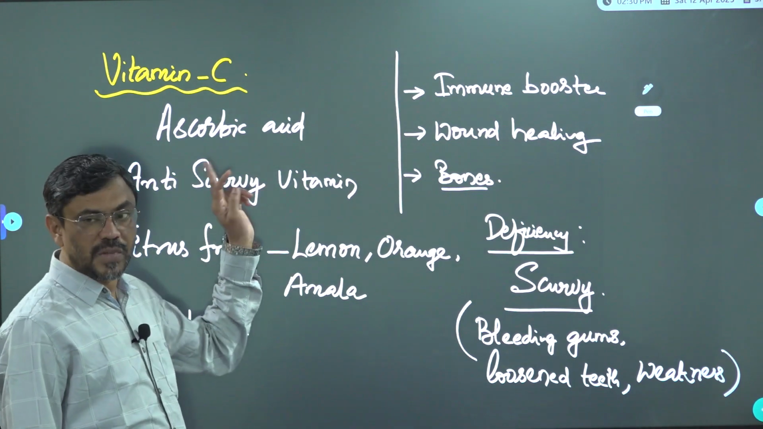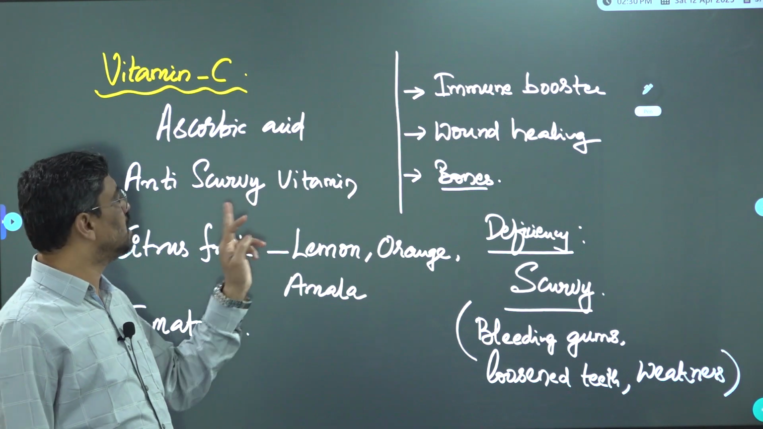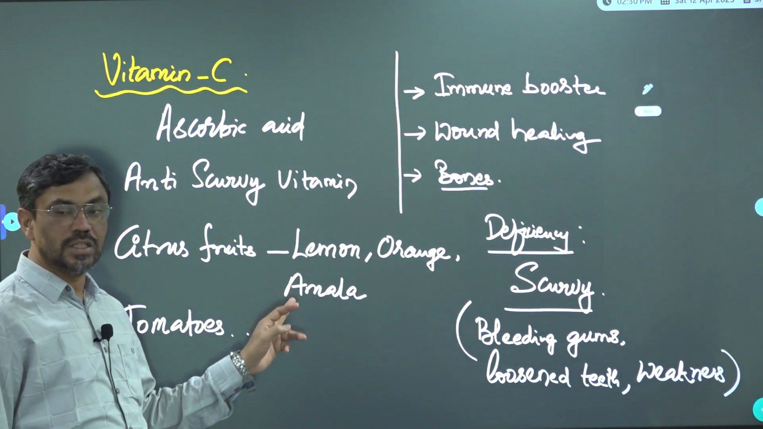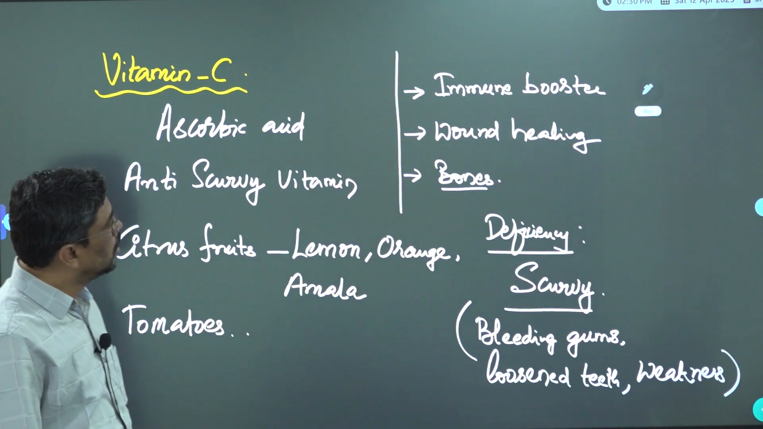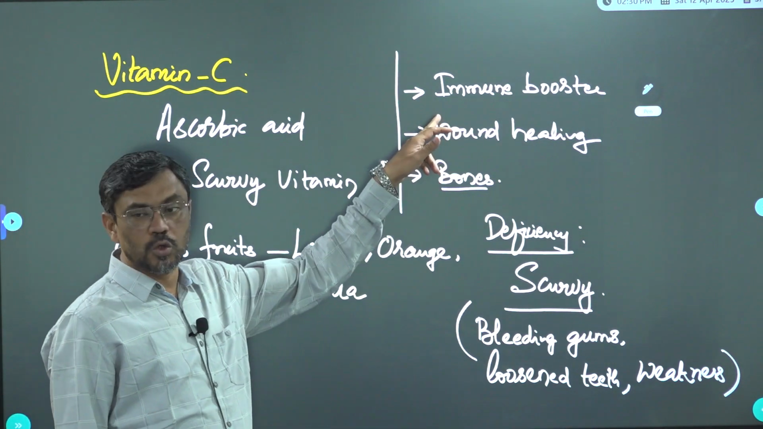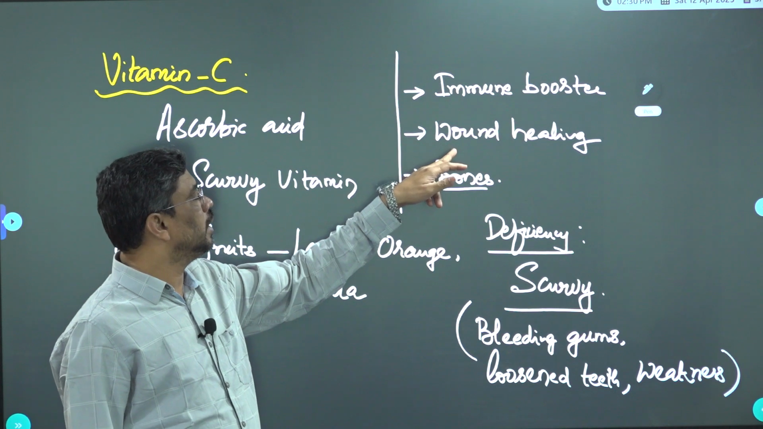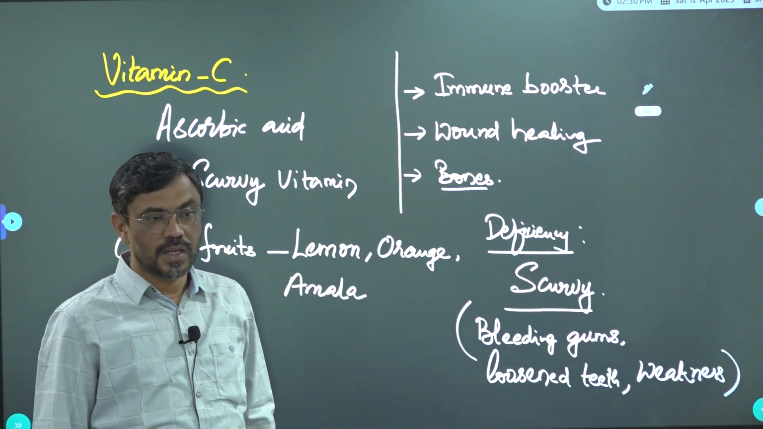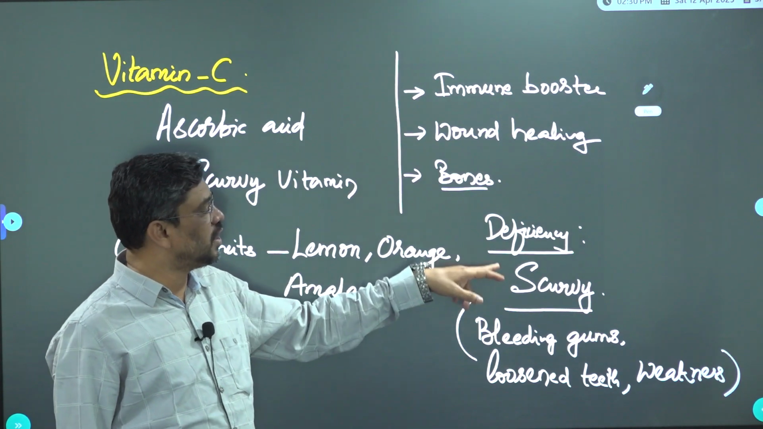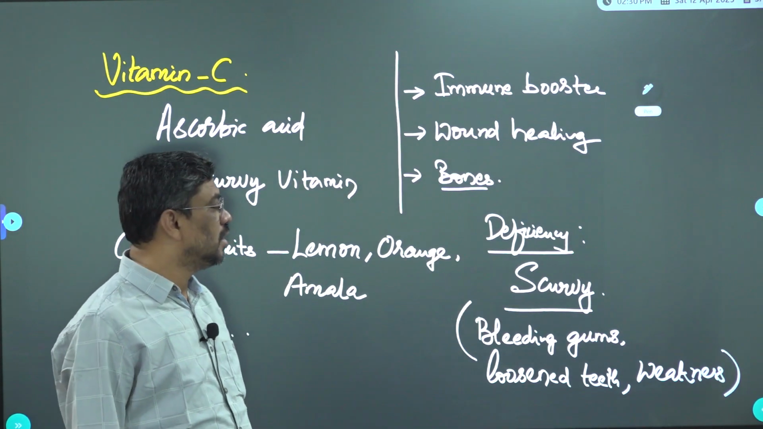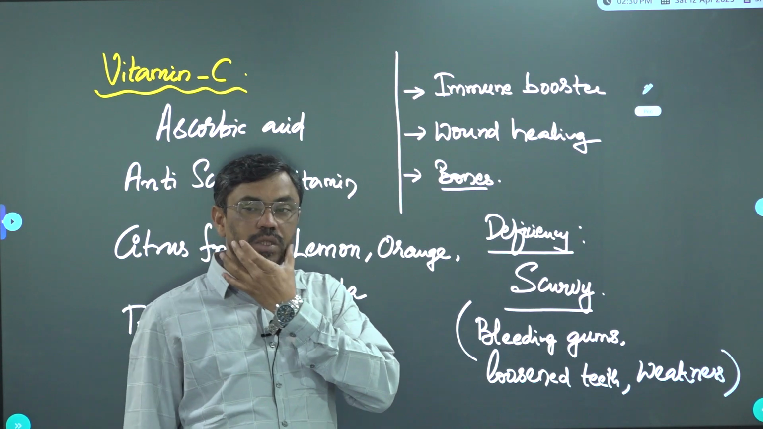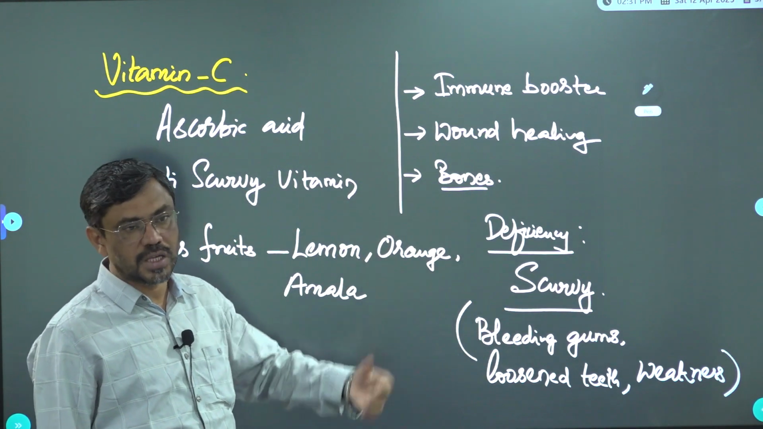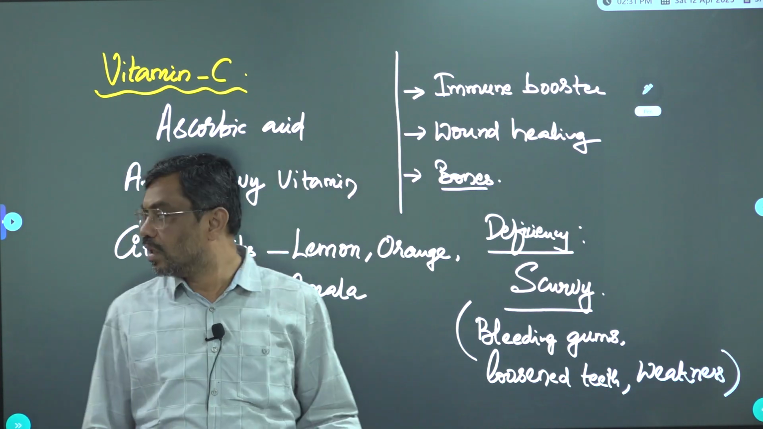So vitamin C, chemical name ascorbic acid, common name anti-scurvy vitamin. The major sources are citrus fruits like lemon, orange, amla, and also tomatoes. Functions: it acts as an immune booster, provides immunity, and is involved in the wound healing process. It is required for strengthening of bones and formation of cartilage. Deficiency causes scurvy, which means bleeding gums, loosened teeth, weakness, fatigue. All these are the major symptoms of scurvy. These are the water soluble vitamins.